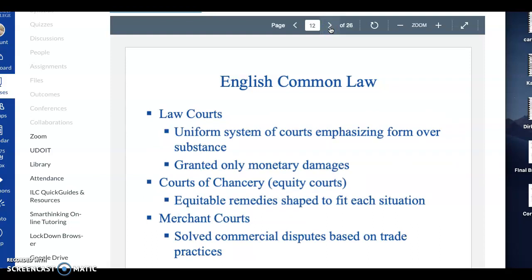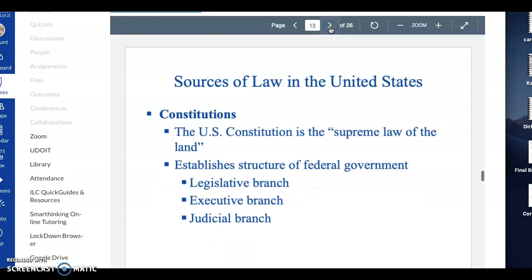Uniform systems, of course, emphasize form over substance. They grant monetary damages, or money. And then there's equity courts. So they're looking to redeem a certain situation, maybe stop an action. And then there's merchant courts, which are more like small claims courts.